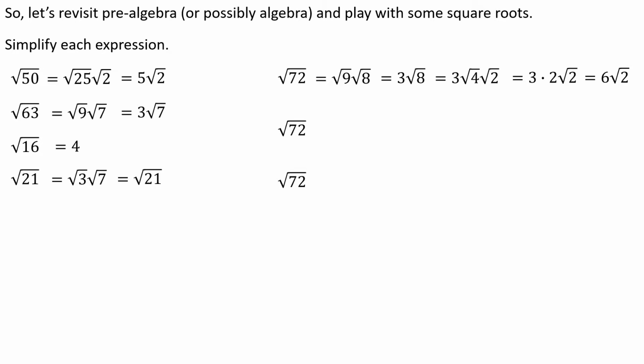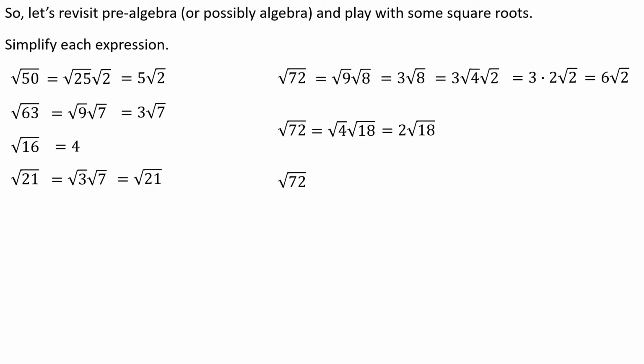Now, maybe another student says, oh, 9 times 8, you crazy? I want to do 4 times 18. Now, truth be told, not too many of us are going to pick 4 times 18, but it could happen. Square root of 4 is just 2. But now I've got square root of 18.